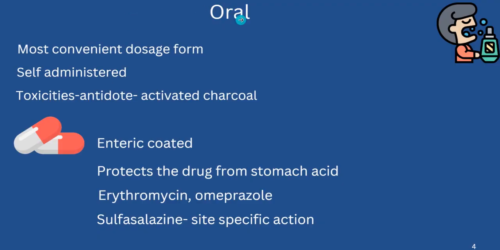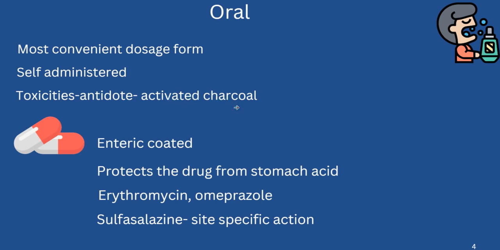As I said, first we'll talk about the oral route. We all know that it is easy to administer, right? The patient himself can take it, and it is the most convenient dosage form. Even if you administer a slightly large dose of a drug given orally, it can easily be deactivated with the help of antidotes such as activated charcoal. So the oral form is the most general dosage form, self-administered, and if any toxicity happens, we can deactivate it by using activated charcoal.